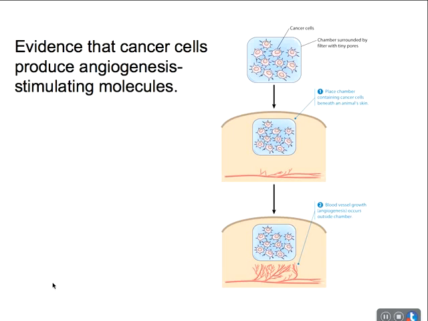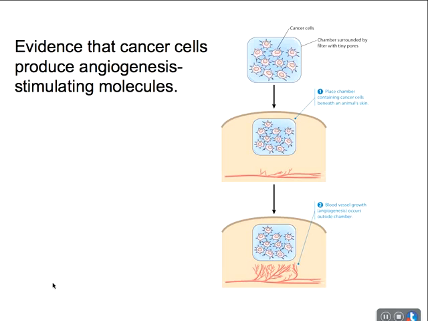So what they did is they have the chamber with the porous membrane around it. They put cancerous cells inside of that chamber. Cells cannot get through the pores. And then they put it underneath the skin of the animal. They put it actually into the animal itself. I don't have the location of where they did it, but they implanted it into the animal.